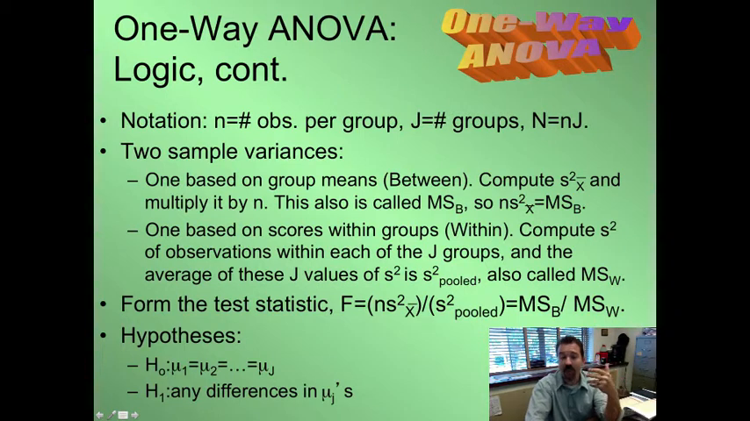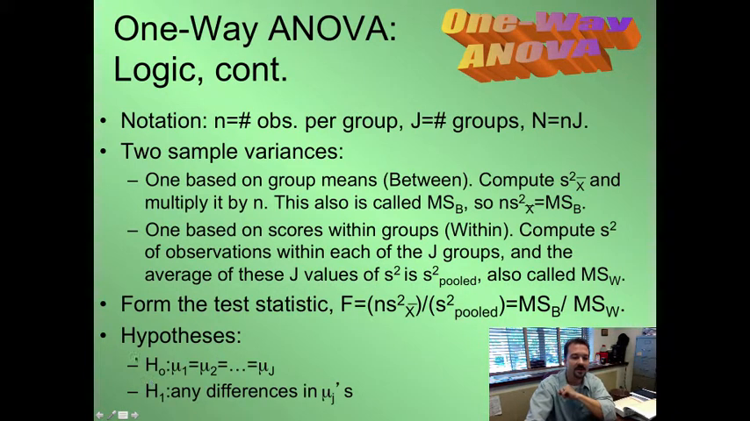So what you're hoping for, based on your alternative hypothesis, is that mean square between, basically the distance between your groups, is going to be greater than the variance within your groups. I'll show that to you, I promise, on the next slide here.